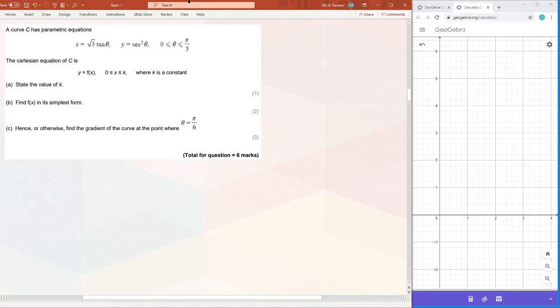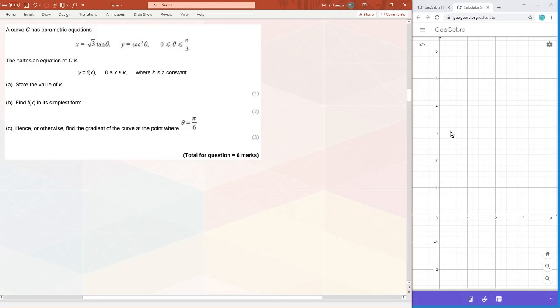So a curve C has parametric equations, x equals root 3 tan theta and y equals sec squared theta, and you've been given a range that theta can be in between 0 and pi over 3 radians. The Cartesian equation of C is y equals f of x in between 0 and k, where k is a constant. State the value of k.